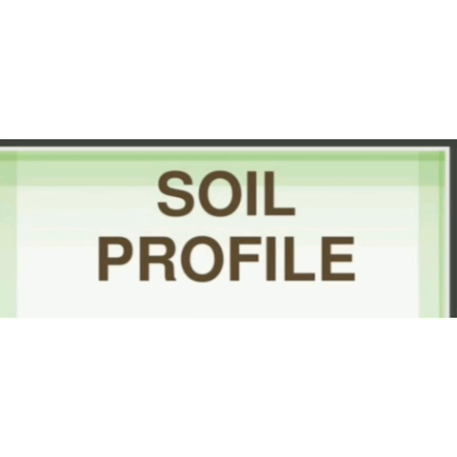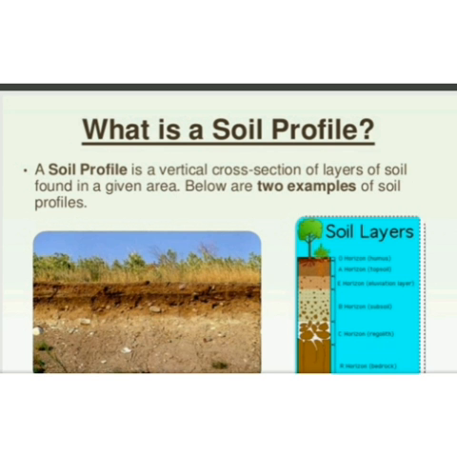Next, we are going to discuss soil profile. Soil is not just what you see on the surface. It stretches up to several feet below the ground level. It is made up of a number of layers. The thickness of these layers varies from place to place. Each layer of soil is called a soil horizon. What is a soil profile? A soil profile is a vertical cross section of the layers of soil.